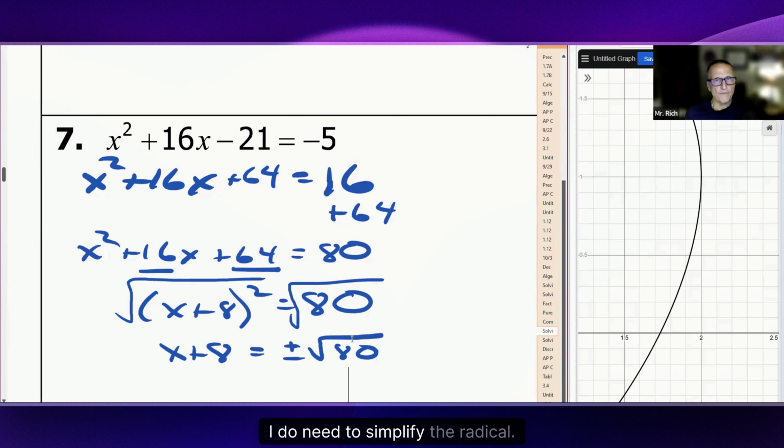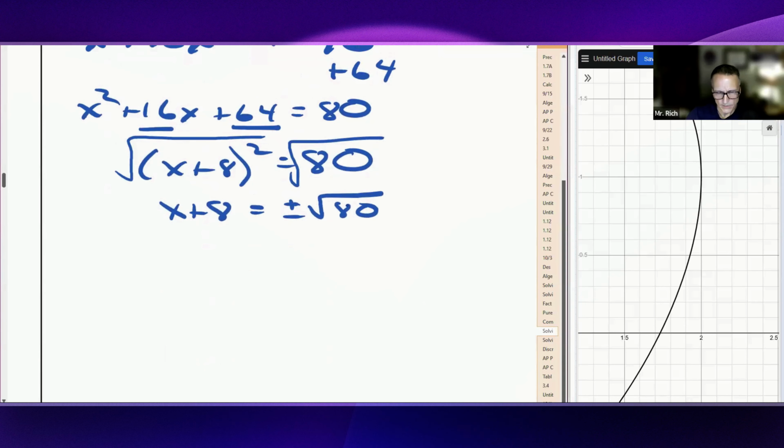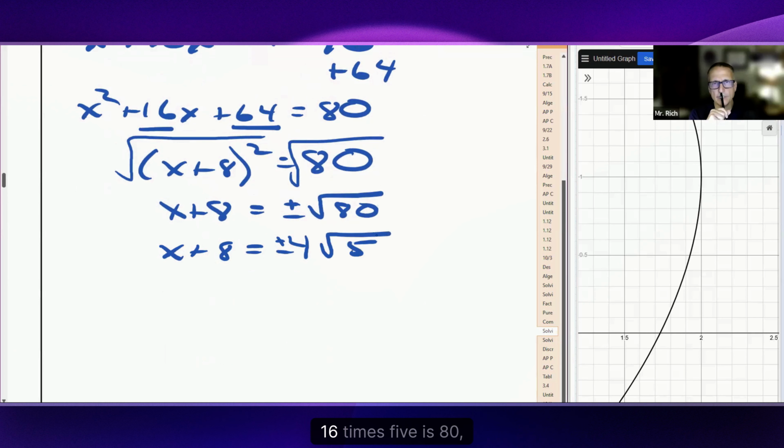Well, I do need to simplify the radical. So when you're doing completing the square and even doing the quadratic formula, you have to be ready to simplify your radicals. This is 16 times 5. I'm talking about 80 here. That means then that the square root of 16 is 4. So I can pull that out and leave the 5 behind. 16 times 5 is 80. Square root of 16 is 4. So I bring the 4 out to the front.